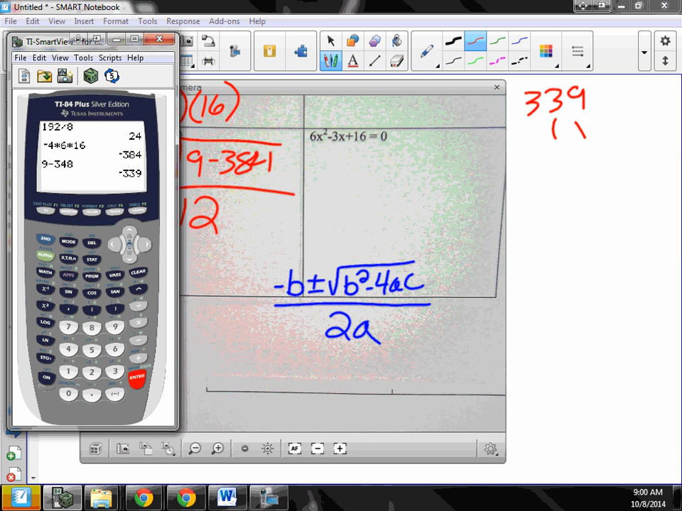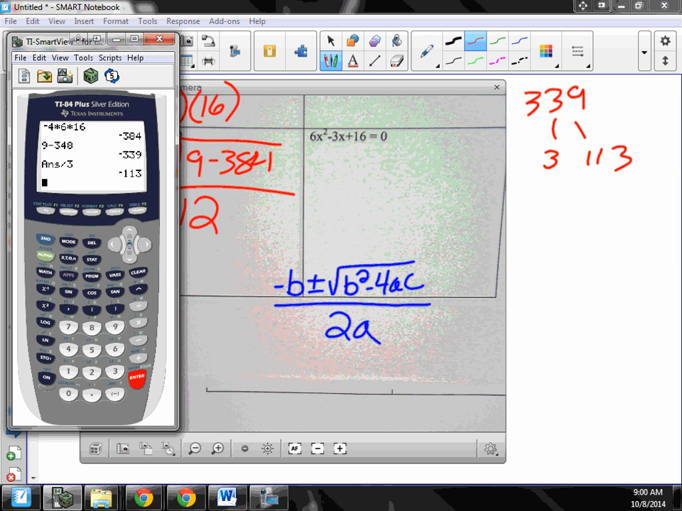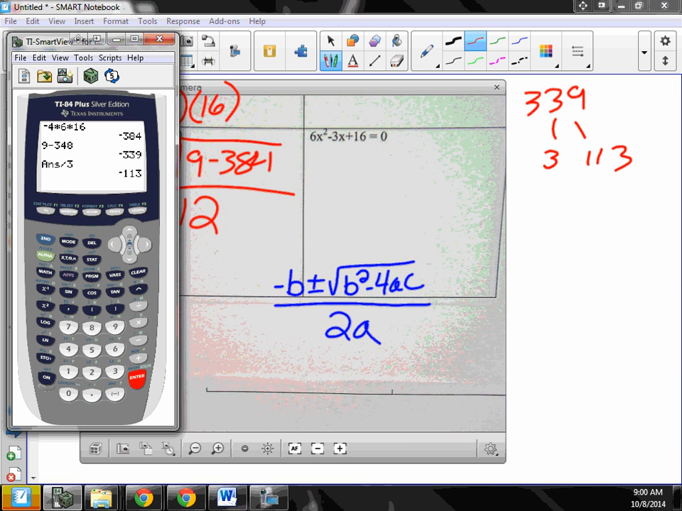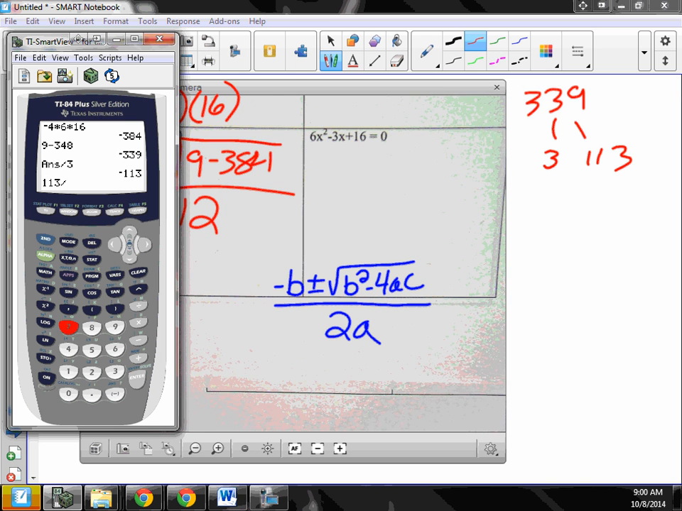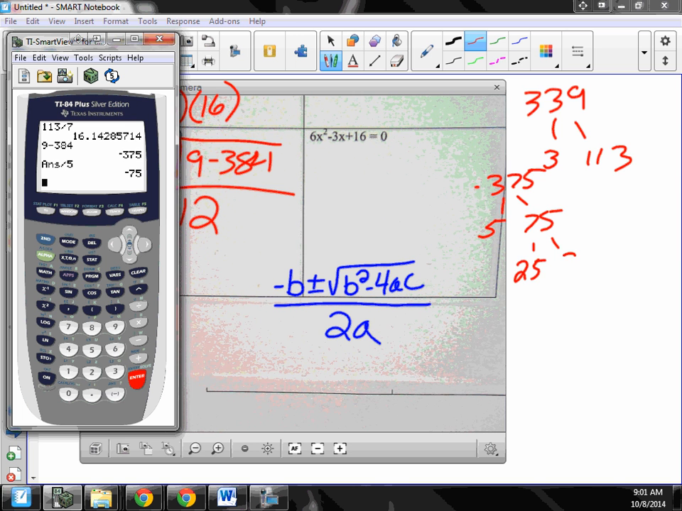Just by looking at it, what do I know goes into it? 3 does. So 339 divided by 3 is 3 and 113. What goes into 113? Well, 2 doesn't, 3 doesn't, 4, 5, 6. We should try 7. So 113 divided by 7. But, oh, I did 348. I'm sorry, 9 minus 384. Thank you. Okay. 375. What goes into that? So, negative 375. I'm glad you caught that. It's 5 and 75, which is 25 and 3.